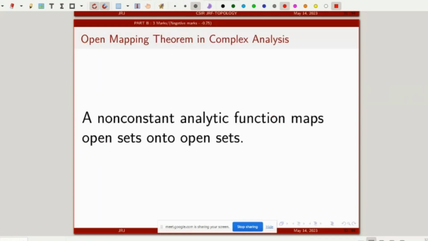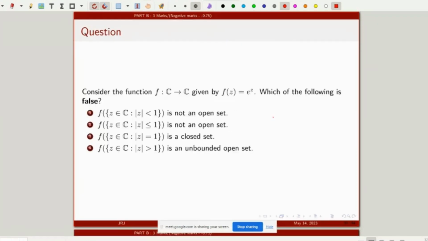There is one theorem in complex analysis, the open mapping theorem. A non-constant analytic function will map open sets to open sets. So e power z is a non-constant analytic map, so it will map open sets to open sets. This is an open set in C, so its image will also be open. So this is wrong. Now this is an open set in C, so its image will be an open set, and it will be unbounded also. So this will be true.